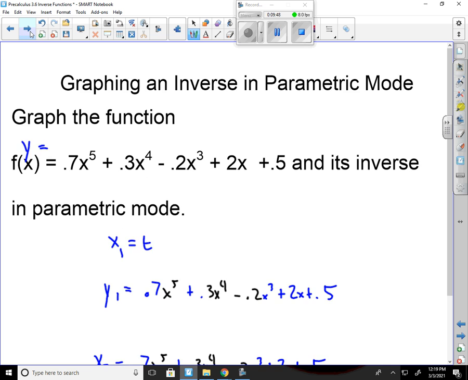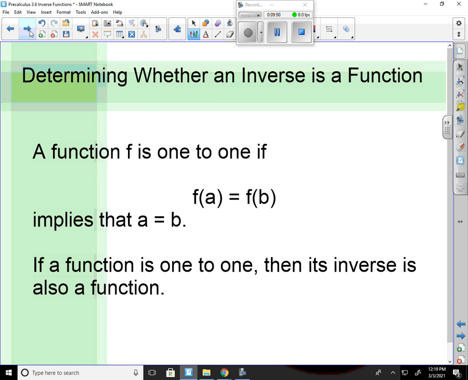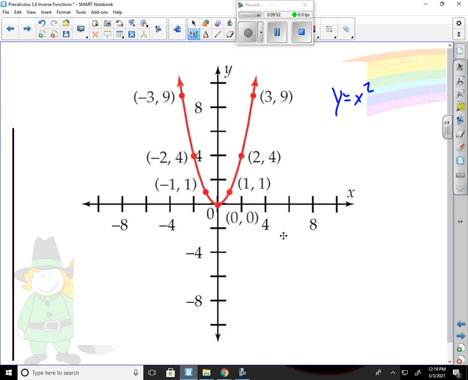We don't even have to find the inverse to figure out if it's a function. All I need to know is my original 1 to 1. If it's not, then the inverse is not a function.